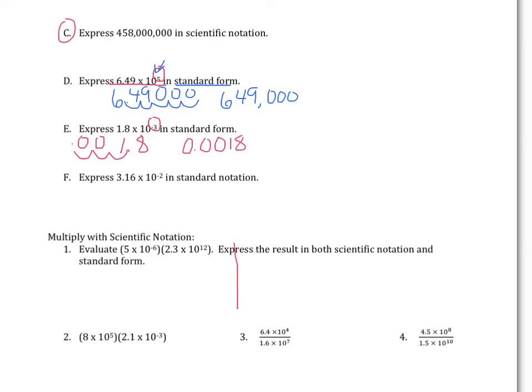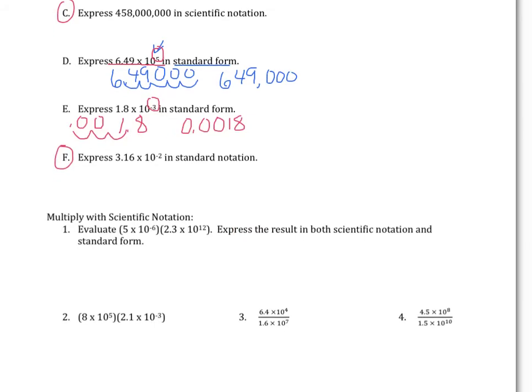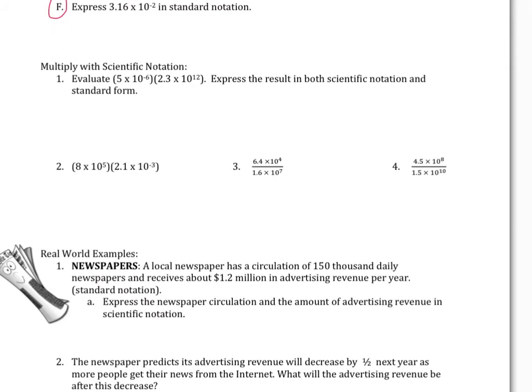So you can go ahead and do example F on your own, and I'll move on down and take a look at our next example. For our next example, we're going to be multiplying two numbers that are in scientific notation.